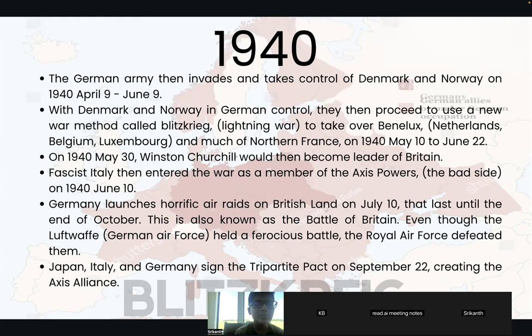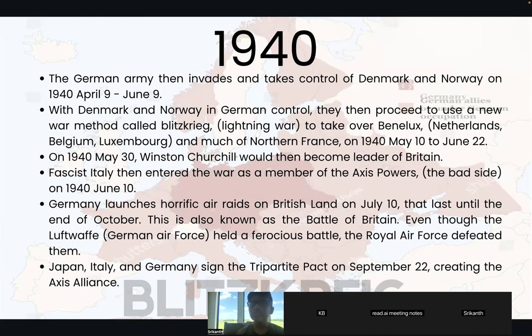Then Germany wants to take over Britain as well. So they launched air raids on British land on July 10th. That lasts until the end of October, guys. That's actually 3 months, or like 3, 4 months. Okay, that's a lot.